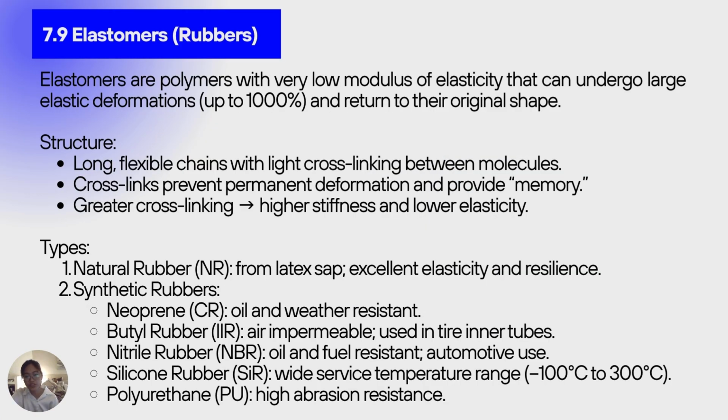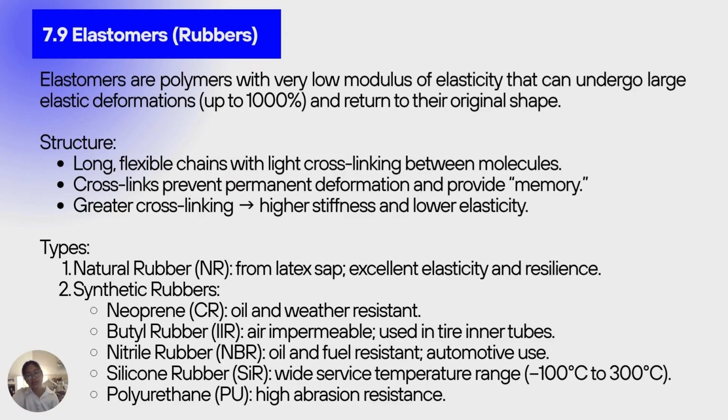Now we come to the last major class of polymers, which is elastomers, also commonly known as rubbers. Elastomers are unique because they can undergo extremely large elastic deformations, often stretching several times their original length, and still return to their original shape once the load is removed. This elasticity sets them apart from both thermoplastics and thermosets. In simple terms, elastomers combine the flexibility of a fluid with the solid structure of a polymer. They play a critical role in modern engineering, used everywhere from tires and seals to vibration isolators and medical devices.